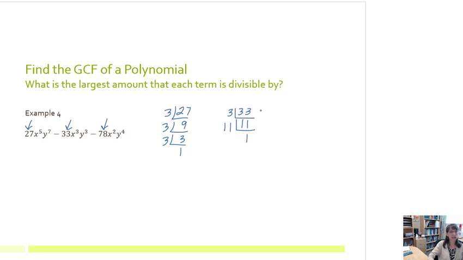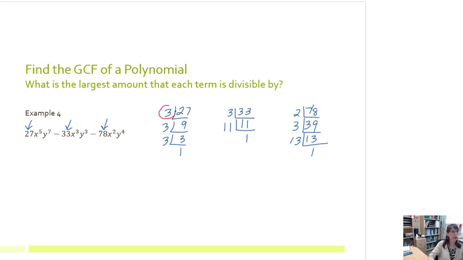Our last coefficient is 78, and that is an even number, so I'll start with division of 2. 2 goes into 7 3 times, leaving 1. 2 goes into 18 9 times. Now 39 is not even, so that looks like I can divide by 3. 3 goes into 3 once, 3 goes into 9 3 times. And now we are left with 13, which is a prime number, so that can be divided by itself, leaving 1. Now we're ready to see if there are any numerical coefficients the same for all 3 of these coefficients.